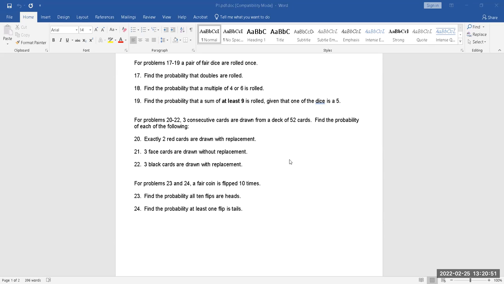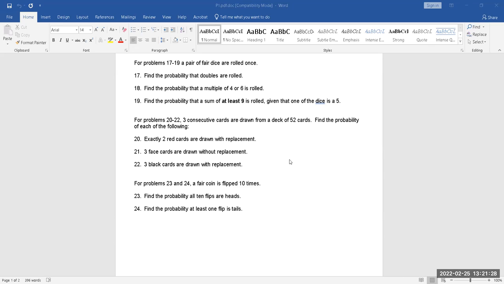Now, a lot of people will make this harder than they have to. So here's what I'm going to do. I'm going to get out my calculator, but I'm going to use the fraction key, which is in the upper left, and it looks like a fraction. I'm going to enter 12 fraction key 52 times 11 fraction key 51 times 10 fraction key 50. I'm just entering it. Equals. And my calculator says the reduced fraction is 11 over 1105. Calculator went ahead and reduced it for me.